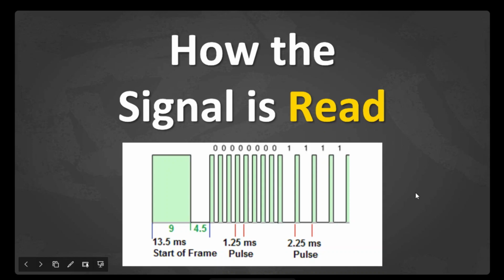So, how the signal is read. I meant to mention this earlier. IR communication is kind of like playing Morse code with a flashlight. When you're blinking an LED, that's just creating a Morse code for the receiver to pick up. So we all know, dot dot dot, dash dash dash, dot dot dot is SOS.